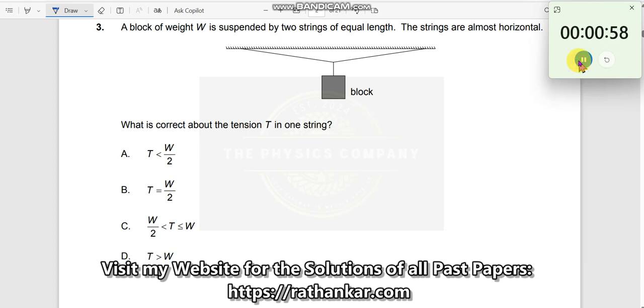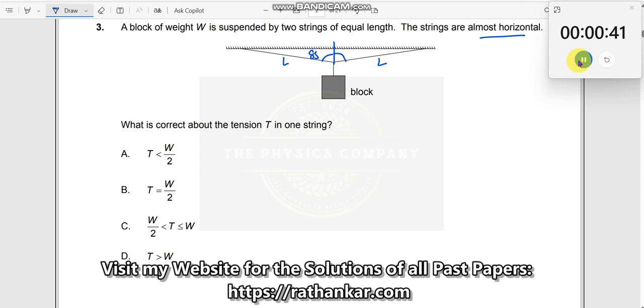Question number 3. A block of weight W has been suspended by two strings of equal length. Okay, this length and this length are equal. The strings are almost horizontal. What does it tell me? That means if I draw a line here, this angle is almost equal to 90 degrees. May not be 90, but let us say this could be 85 degrees. That's the meaning of this.